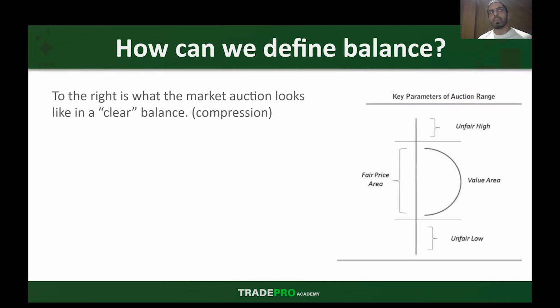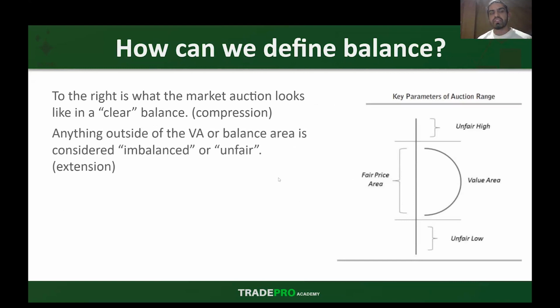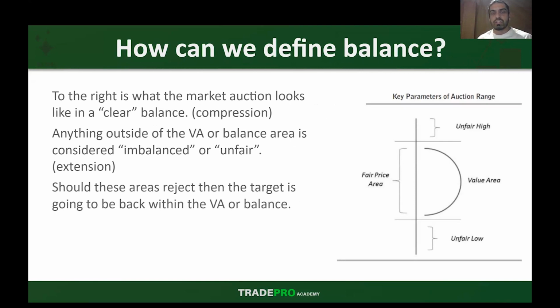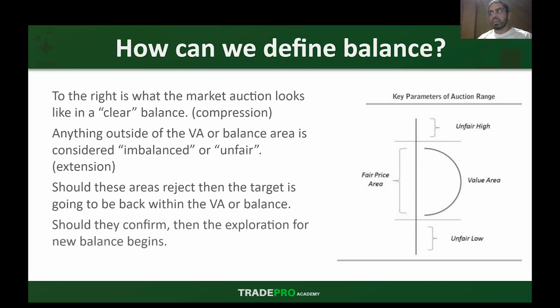So to the right is what the market auction looks like in a quote unquote clear balance, a compression. We're going to talk about different kinds of balances, but anything outside the value area or balance area is considered imbalance or unfair. Realistically, it's an extension. And should these areas reject the target, it's going to come back within that value area or balance, which is exactly what had happened yesterday and today. We reject price from getting into the major balance and it rides back up into its prior balance, right? So we can anticipate the movement of the market based on the information we have from volume. Should they confirm, then the exploration for new balance does begin.